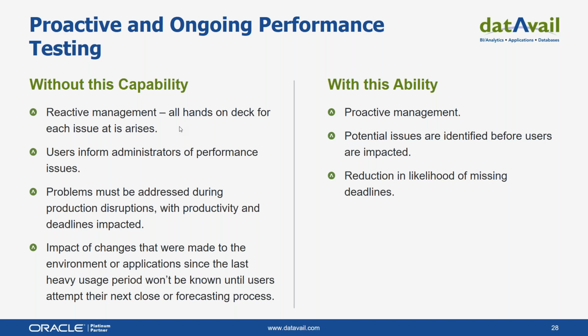So if you do have proactive and ongoing testing, you have proactive management. You're going to find out about issues when you compare your baseline performance to tests. Understand if the result is different. Say, hey, this wasn't the performance I was expecting based on the baseline we had established. Now you have time to look into that before the users actually touch the system. And you also reduce the likelihood of missing deadlines because now you've dealt with all the potential performance issues ahead of time, not during the close process or the forecasting process.